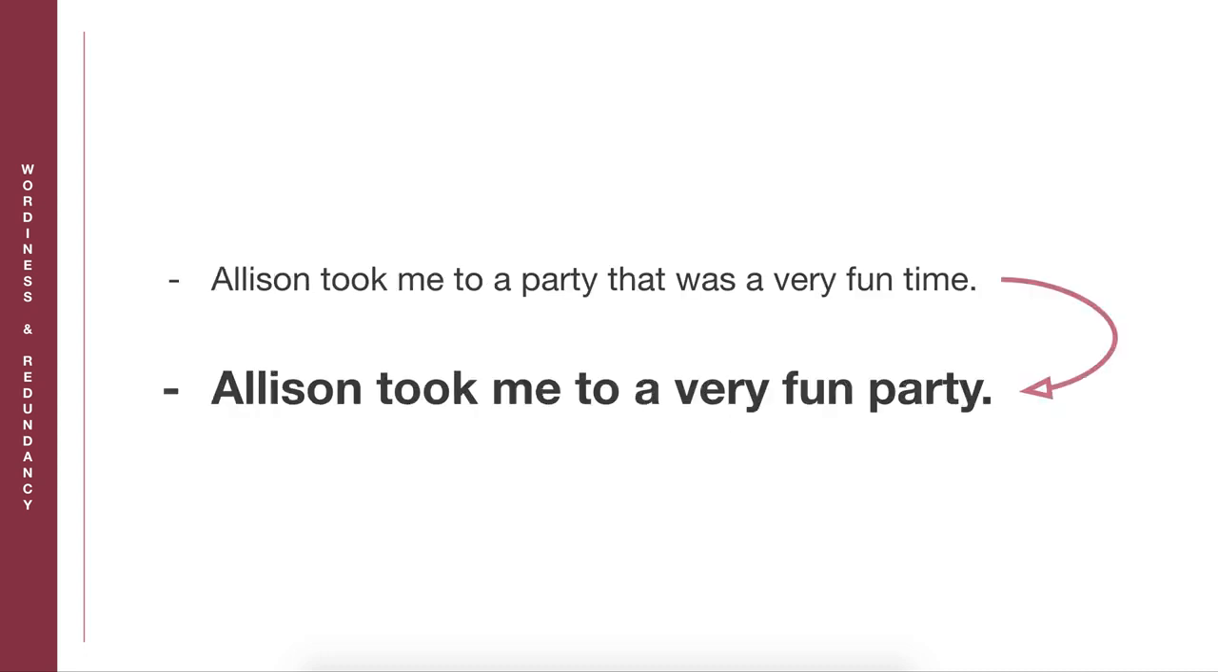Here's our first example. Allison took me to a party that was a very fun time. Now, this is an example of wordiness. That top sentence doesn't need all of those words that it has. We could simplify that down into Allison took me to a very fun party. We can just add the fun party part right into the sentence so that we don't have to say a party that was a very fun time. We could just describe the party as very fun.